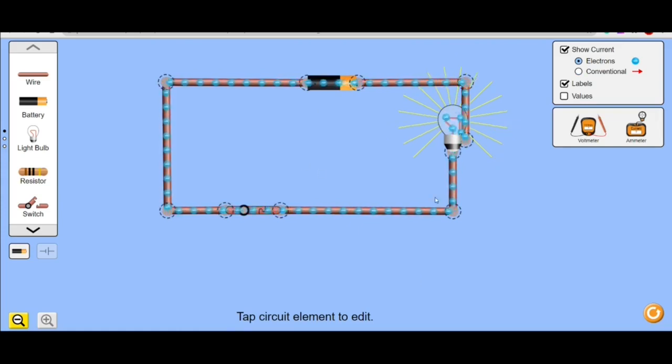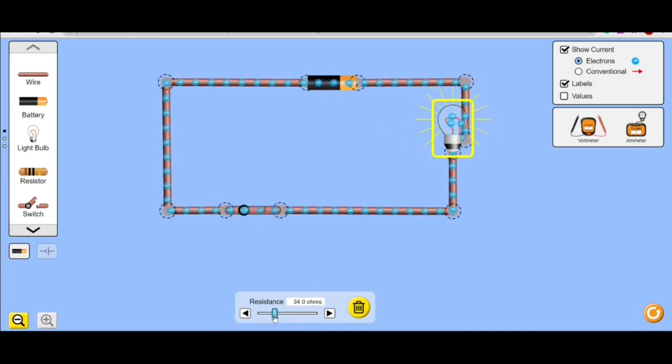Now let's change the resistance of this bulb. Resistance is the opposition offered by a substance to the passage through it of an electric current. You can see here resistance is written, its SI unit is ohms. Now you will see that if I increase the resistance, the brightness of the bulb is also decreasing. While if I decrease the resistance, you will notice that the bulb is glowing brighter.